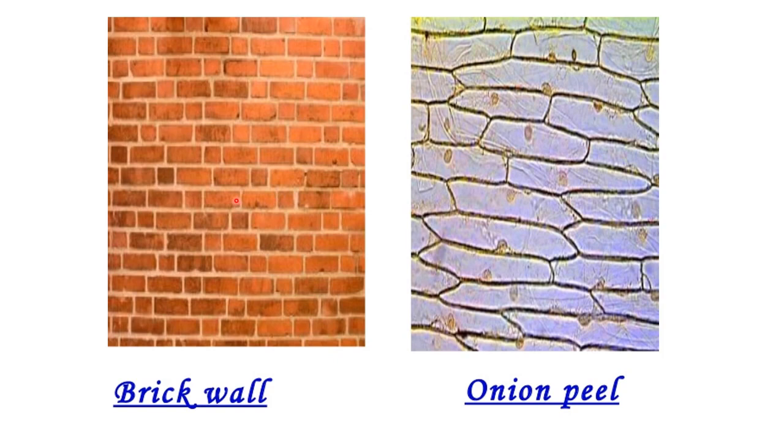So let's start. This is a brick wall, right? And as we know, walls are made up of bricks. Similarly, our body is made up of cells. This is the onion peel, and you can see that it is made up of small compartments separated by a membrane, looking like bricks. So they are the building blocks of our body, or of a plant. These cells are the building blocks of our body, and this brick is the building block of this wall.